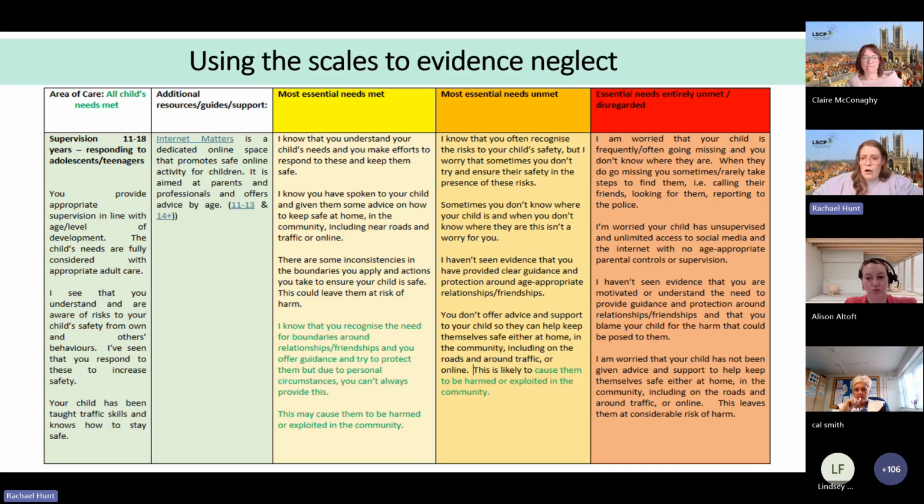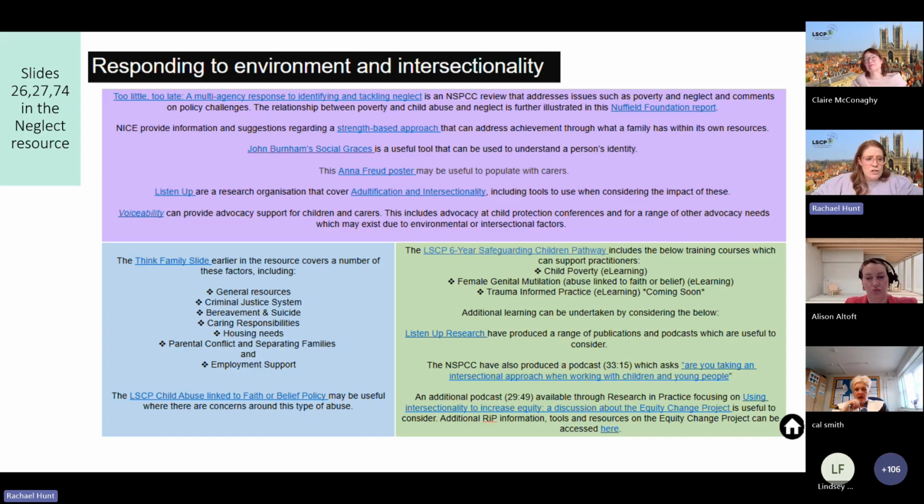So I would encourage you to go away, take a look if you've not seen them, or if you want to utilise them in supervision, or even get them out for a team day, a team chat to have a think about how these might help with our assessments and our conversations with families. So just another example of what's in the resource.